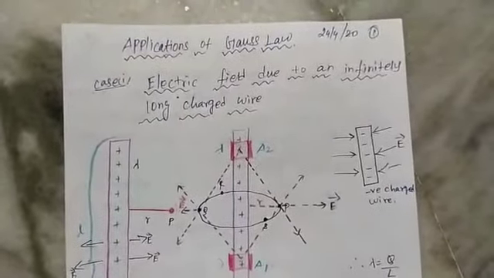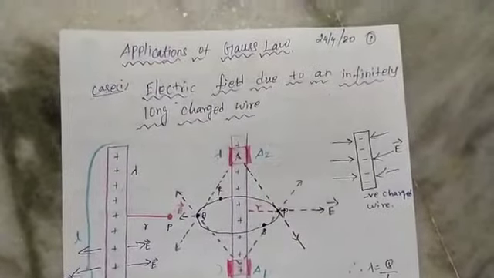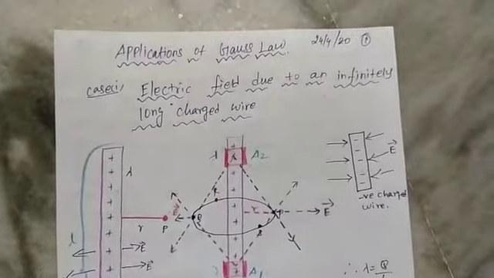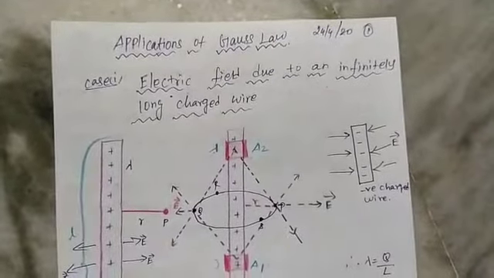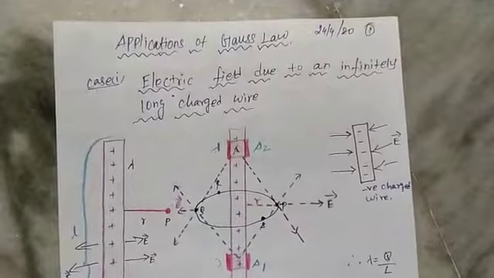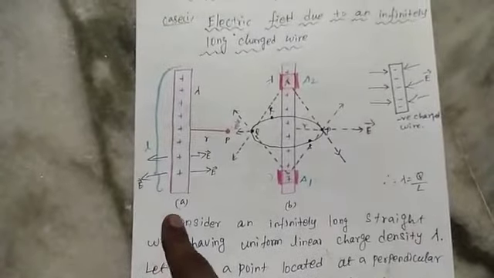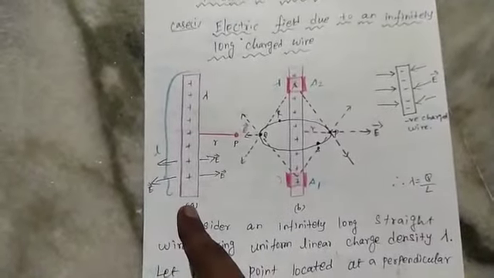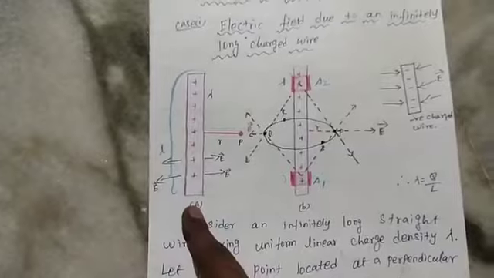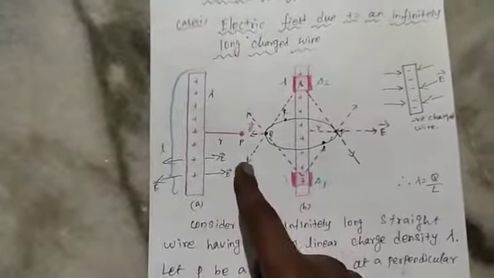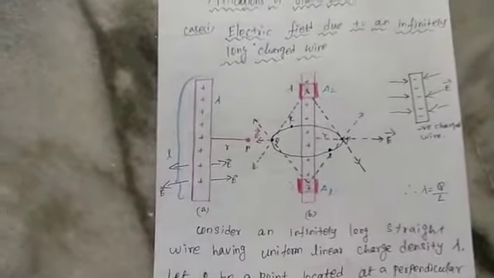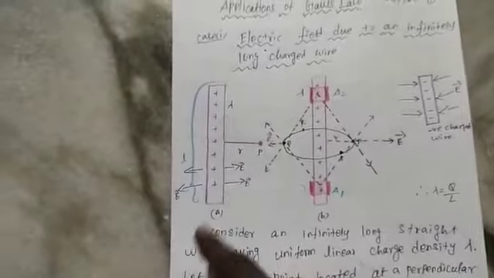Good morning. Now I discuss applications of Gauss law: electric field due to an infinitely long charged wire. This is a long charged wire, shown in a diagram, with a plus Q charge present in the wire. Consider a point P at a distance r from the wire.